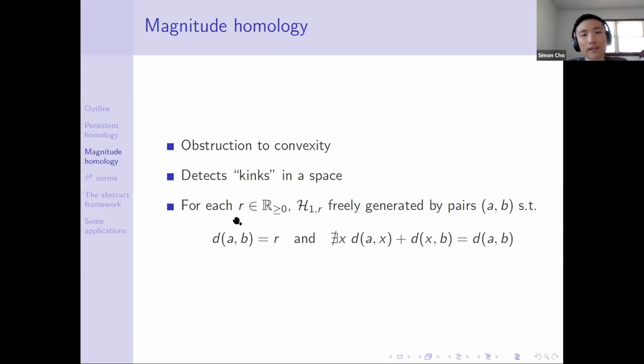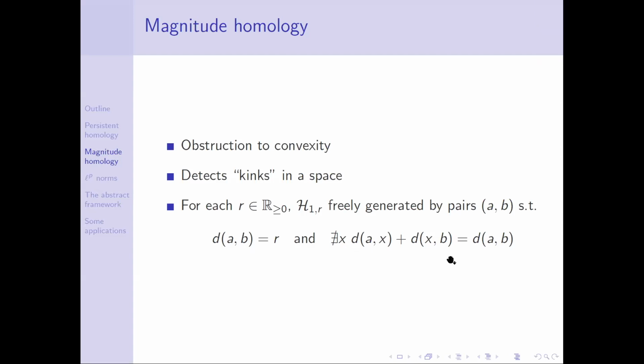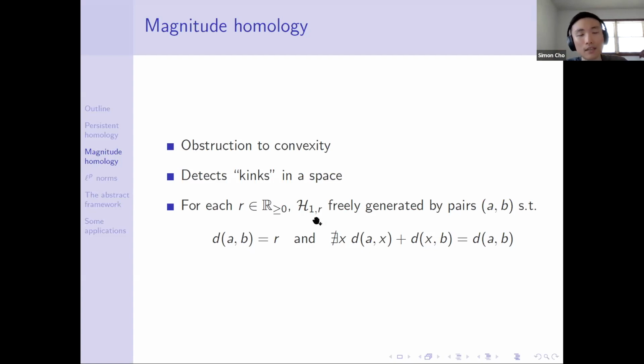So here, the main result is that for each length scale r, the first magnitude homology group at that scale has one basis vector for each pair of points for which the distance between them is exactly r, and there are no points that are strictly in between them in terms of distance. So that's what this means: there does not exist a point that lies on the metric straight line segment between them.